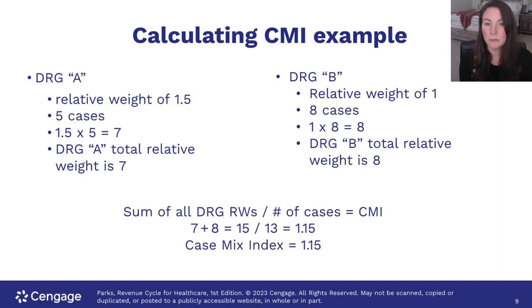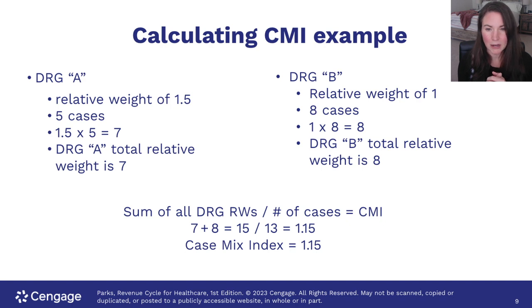Okay, then we have DRG-B. It has a relative weight of 1 with 8 cases in it. So 1 times 8 equals a total relative weight of 8 for DRG-B. Okay, so then we go back to the formula that was on the previous slide, the case mix index. So that CMI equals the sum of all DRG relative weights divided by the number of cases. So we would add 7 from DRG-A and 8 from DRG-B, which gives us 15.